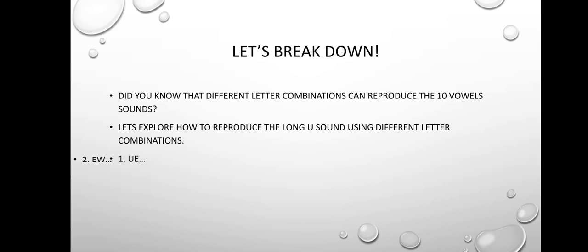Now let's look at another combination. E and W. E makes the E sound that we know, and W makes the W sound. So you're probably wondering, how can this make the long U sound? Well, when you put E and W together, they make ew. Can you hear it in the word stew? I know a lot of us love stew. I do. Stew.